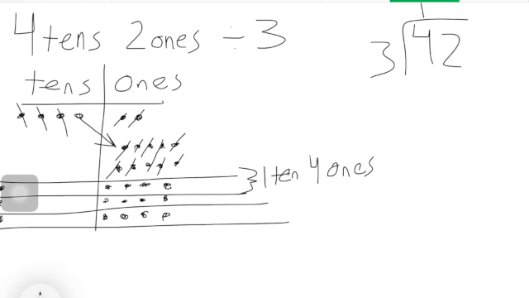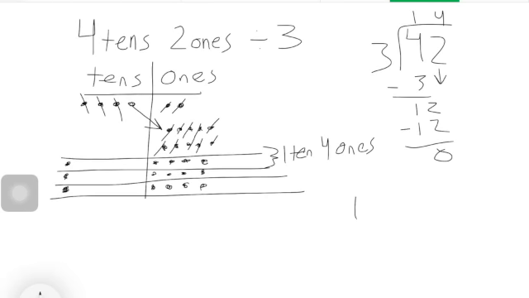4 is split up 3 ways one time, or 4 tens. 3 times 1 is 3. 4 minus 3 is 1. Drop the 2 down here. How many times were we able to split up 12 3 ways? Well, that was 4 times, right? 4 times 3 is 12. 0, no remainder.